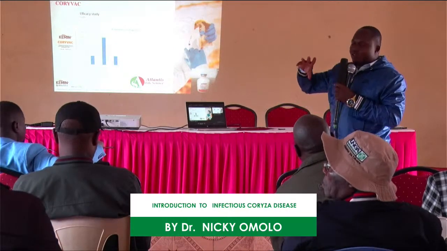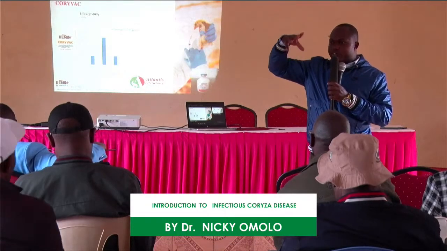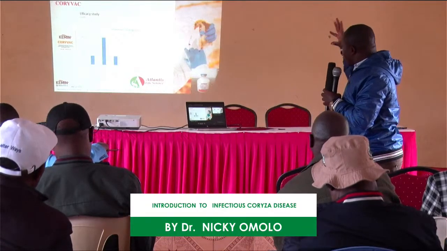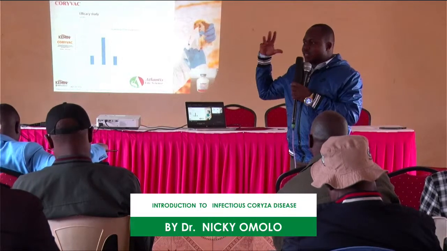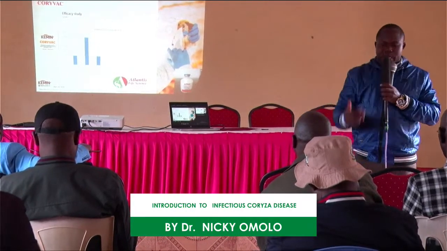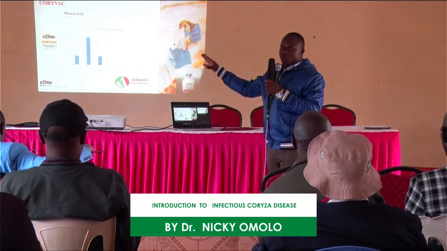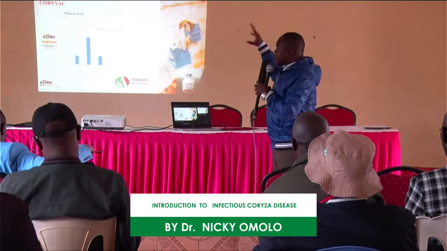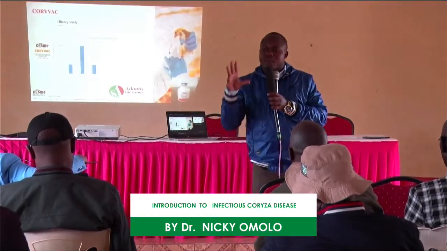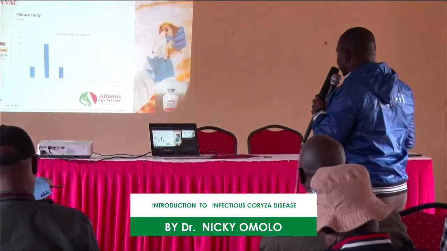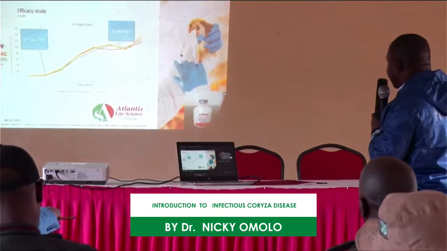And remember that for this epidemiological zone where we are, Africa, East Africa, the ones that are endemic are serovar A, serovar B, and serovar C, as per the Kume serotyping. So it offers cross protection against all the serovars. So we are sure that once we administer Coryvac, we are sure of cross protection against the major serovars that cause infectious coryza. Maybe this graph can explain what I'm trying to talk about.